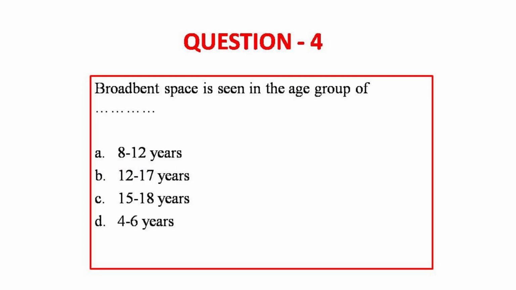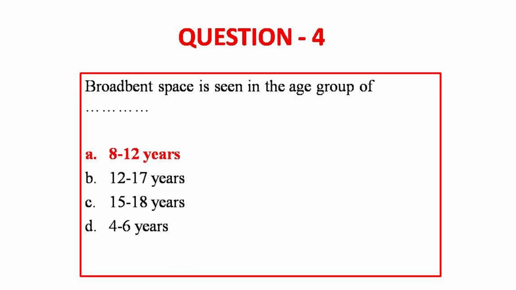Moving on to question number 4. Broadbent space is seen in the age group of, they've given options 8 to 12 years, 12 to 17 years, 15 to 18 years and 4 to 6 years. The answer to this question is 8 to 12 years.